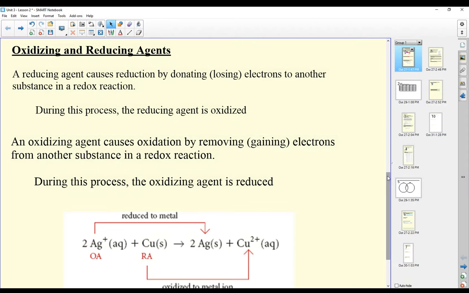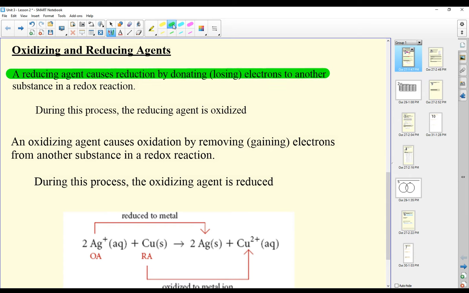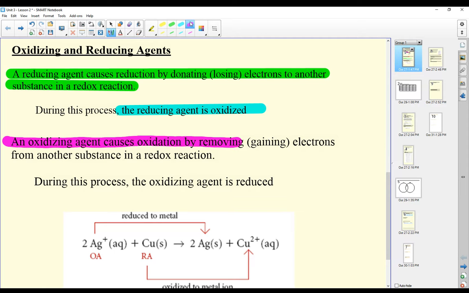Oxidizing and reducing agents. All right. Grab a highlighter, green. A reducing agent causes reduction by donating, losing electrons to another substance in a redox reaction. During this process, this is the key part here, the reducing agent is oxidized. All right. An oxidizing agent causes oxidation by removing, gaining electrons from another substance in a redox reaction.